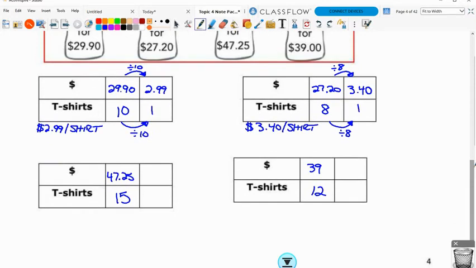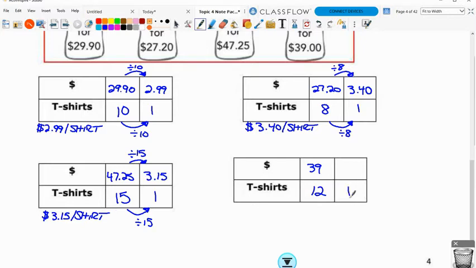With the next example, $47.25 for 15 shirts. Again, we're trying to find the price of just 1 shirt. So to go from 15 shirts to 1, we're going to divide by 15. If we do $47.25 divided by 15 and punch that into our calculator, we get an answer of 3 15/100ths, which means for this package, it costs $3.15 per shirt.